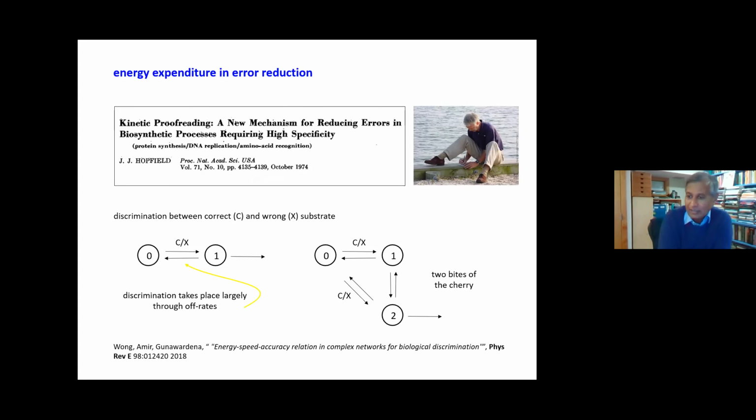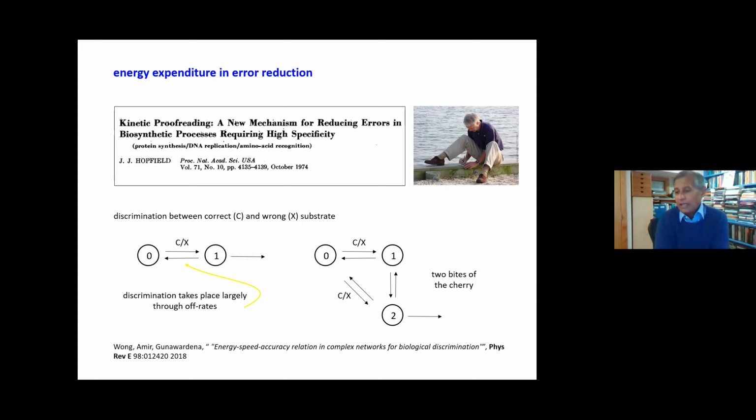That's John Hopfield, shown on the right, engaging in doing some mathematics in a very nice setting. Back in 1974, which is now a long time ago, he wrote a classic paper. He's a physicist, and he described this mechanism that you may have heard of. It's called kinetic proofreading.